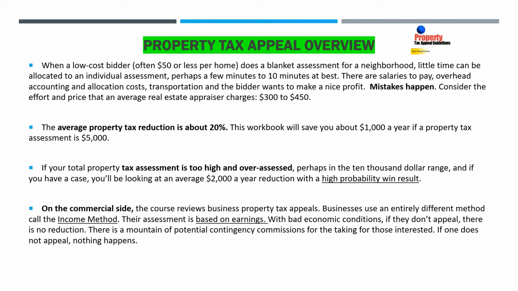With commercial businesses, which we'll get into later, a different assessment method is used. Businesses are assessed according to income, hence the income method is used. When a business gets hit by a lack of earnings, they get a reduction in property taxes. And if they don't appeal, the previous year's assessment is going to take hold and nothing changes if they don't appeal.